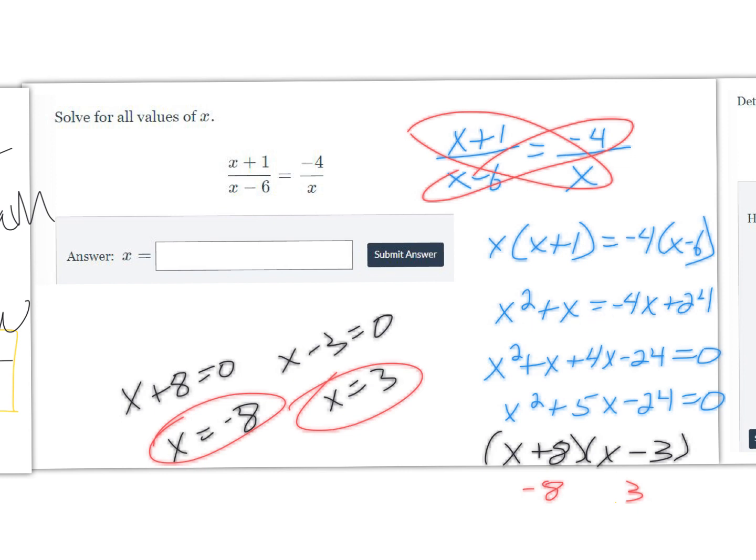Then I'm going to combine all my like terms and set the equation equal to 0. So I have my x squared plus x on the left, this minus 4x. I'm going to have to add 4x to cancel it on the right, so I add 4x on the left. Same with the minus 24.